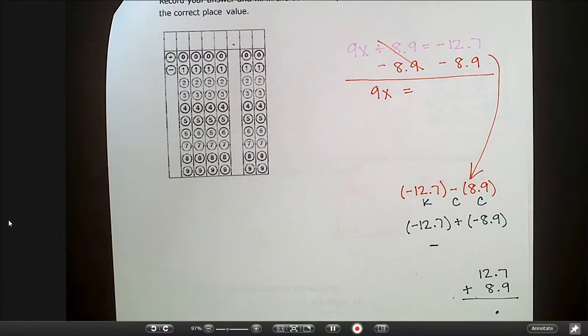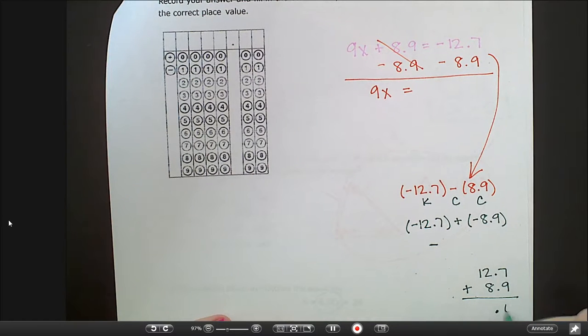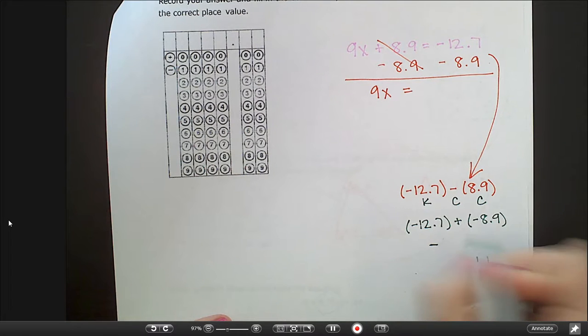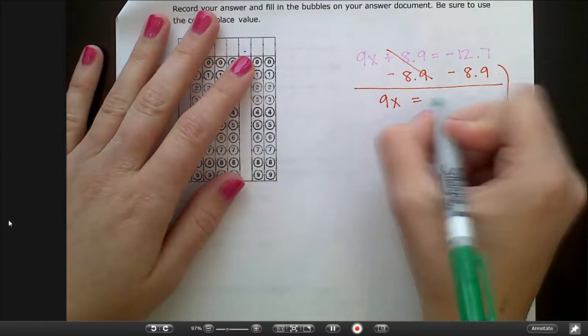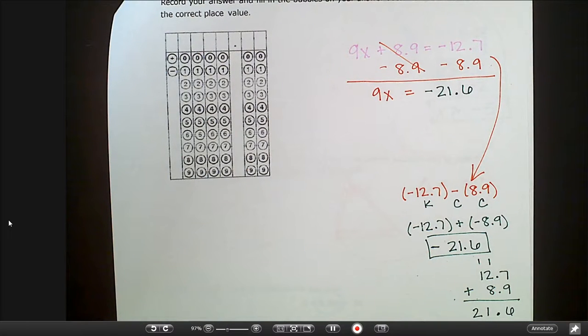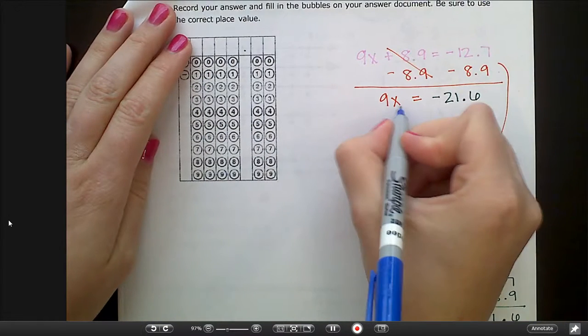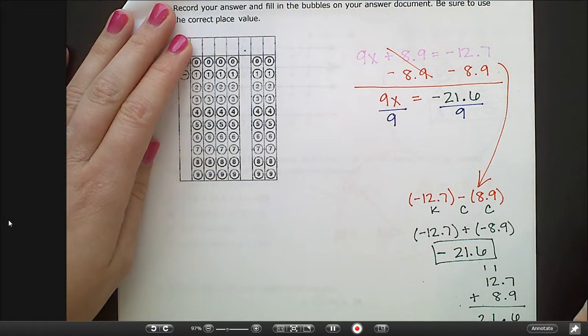You should be going through this work every time you have to add or subtract integers. So negative 21 6/10 is what needs to go up here. So all of that just for one step, but it's worth it because we're going to get the answer right. So now we need to get x by itself, undo multiplication by dividing both sides by 9.